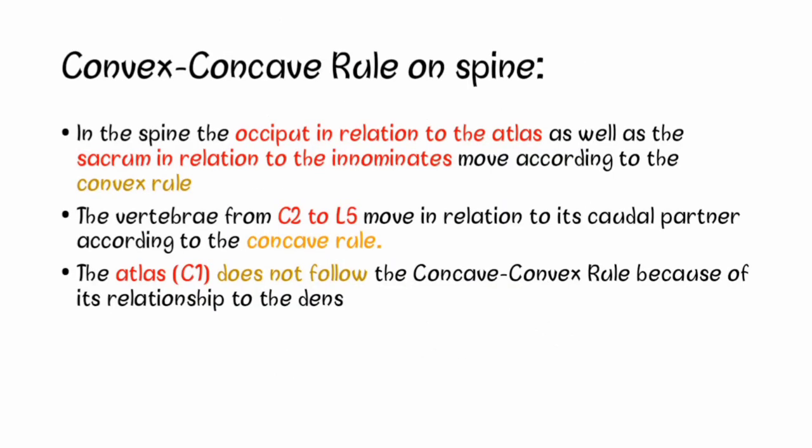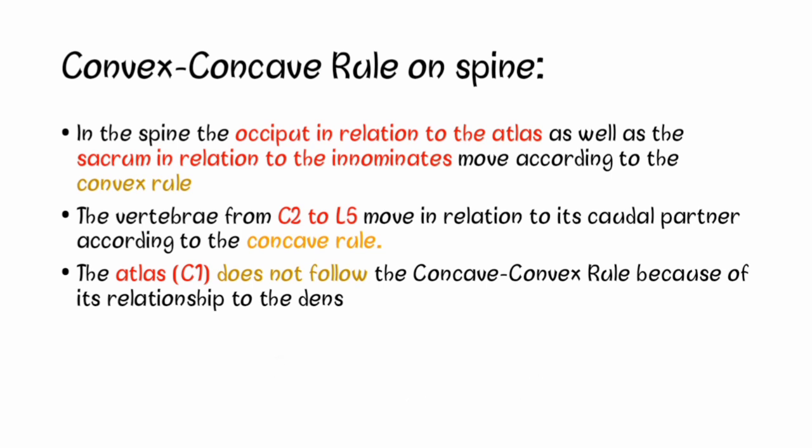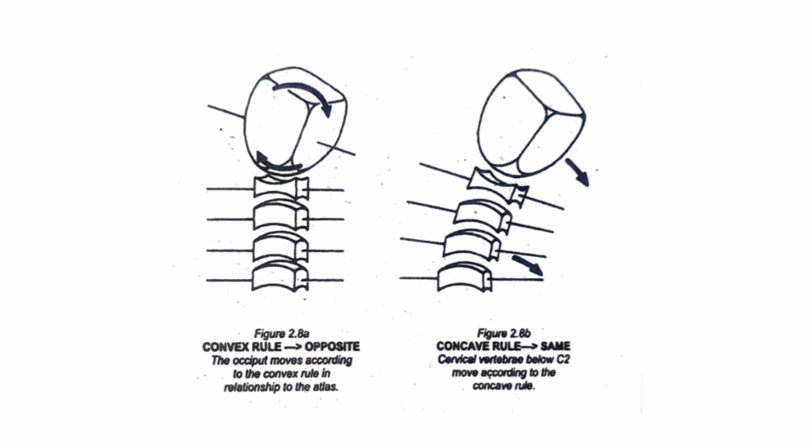Now let's see how the convex-concave rule is applied to the spine. In the spine, the occiput in relation to the atlas, as well as the sacrum in relation to the innominates, follow the convex rule. The rest of the spine, from C2 to L5, follows the concave rule. The atlas, that is C1, does not follow any convex-concave rule because of its relation to the dens. In the first diagram, as you can see, the occiput, having a convex joint surface, moves according to the convex rule in relation to the atlas, while the cervical vertebrae below C2 move according to the concave rule.